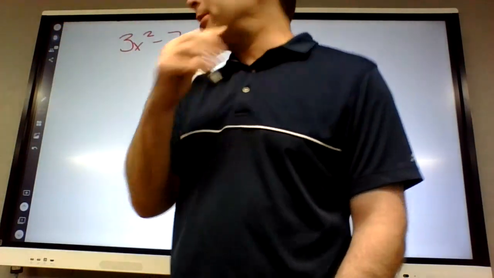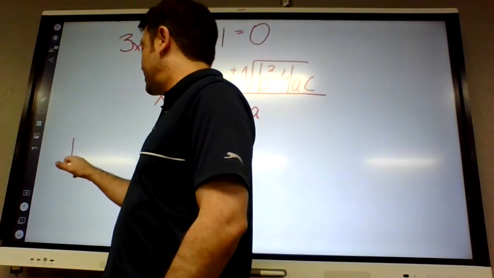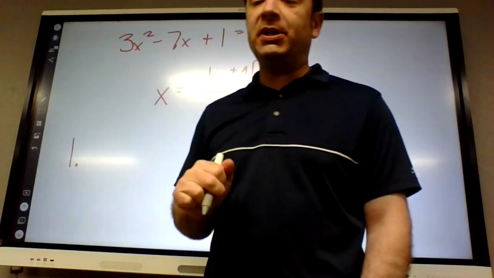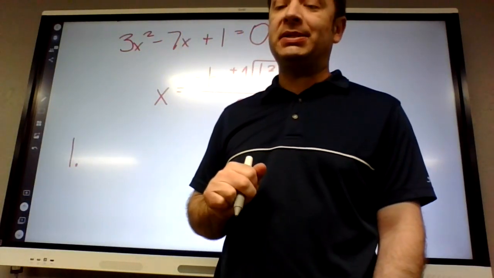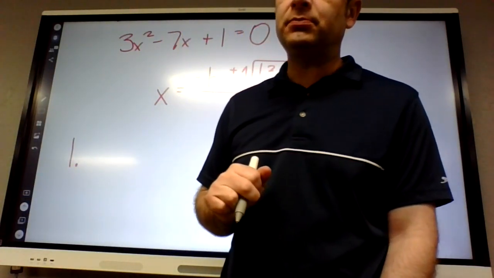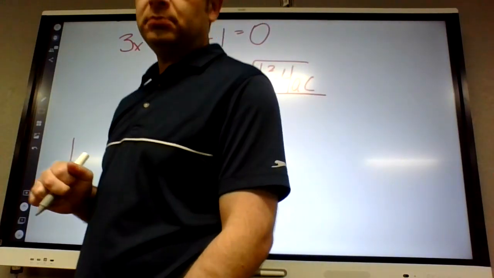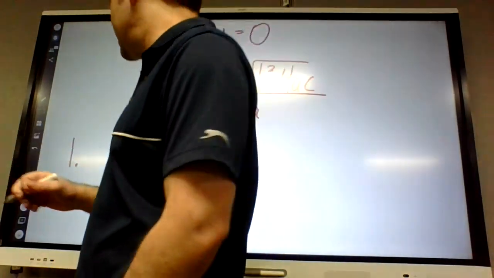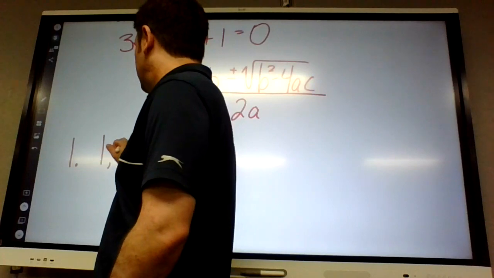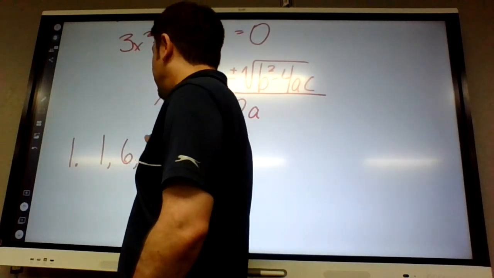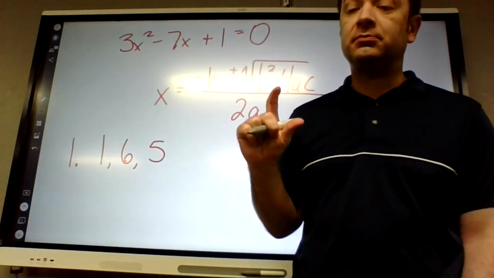Okay, so on number 1, this is going to go really fast because we're not really doing much on it. What are the a, b, and c values on number 1? 1, 6, and 5. I like this. All of our problems should be. Okay, that would be the a, b, and c.